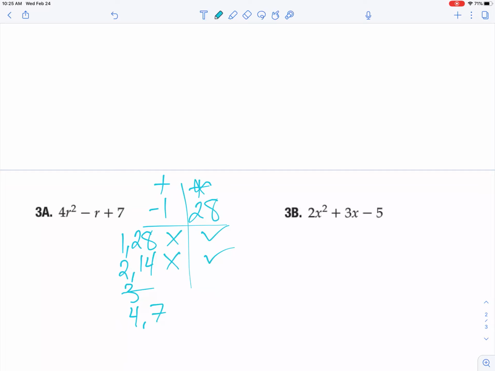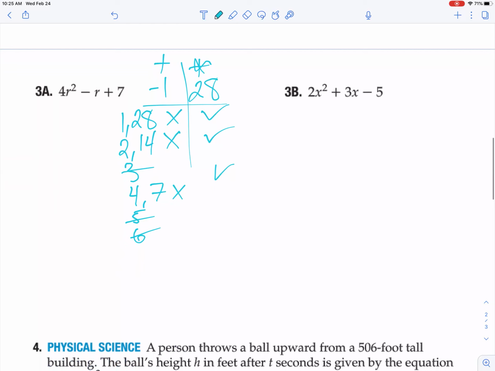4 and 7. Oop, that shouldn't be a check. It should be an X. Hey, it turns out this one's actually prime. The reason I know that this one's prime, the next number, 5 doesn't go in, 6 doesn't go in. The next one is 7. Well, that just starts me back over at the 4. So this one is actually prime.